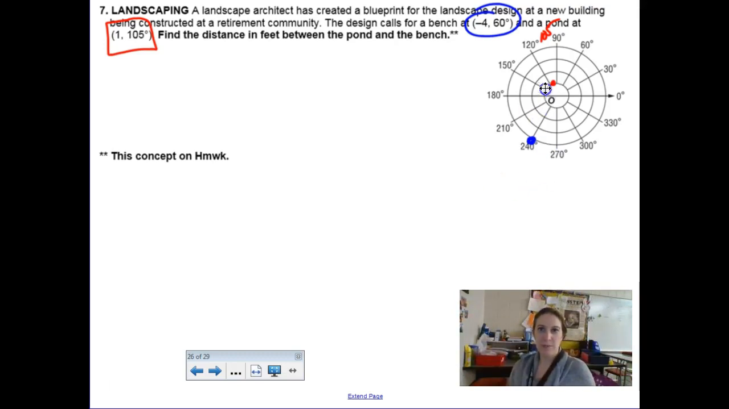What do they want? The distance between the pond and the bench. This is the center, right? And everything kind of revolves around the pole there. Well, I have a really disgusting triangle that I just drew, and I did a terrible job. Looks something kind of like that. And I know, because of the rings, that this side here from the origin was 4 out, so this is a 4. And then this was 1 ring, so that's a 1.